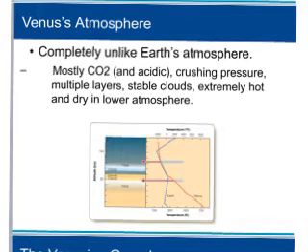So Venus's atmosphere, even though there are so many other similarities between Venus and Earth, is the biggest difference. Venus's atmosphere is completely different than Earth's atmosphere. It is mostly CO2, and it's also very acidic. It's so dense that humans can't survive. They would crush under the pressure.